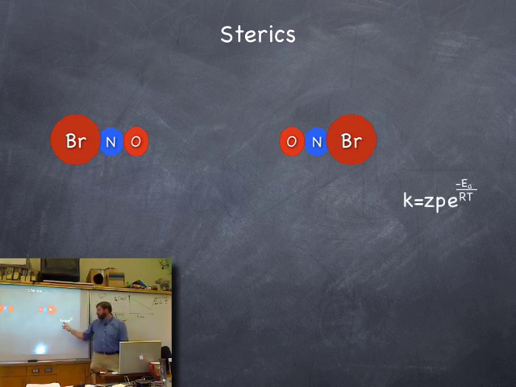So, our rate constant K can be described as the product of the frequency of the collisions, Z. Z is the frequency of the collisions. P, the steric factor, the percentage of collisions that have the correct orientation, times e to the negative Ea over RT, which gives us the percentage of collisions that have the correct amount of activation energy.